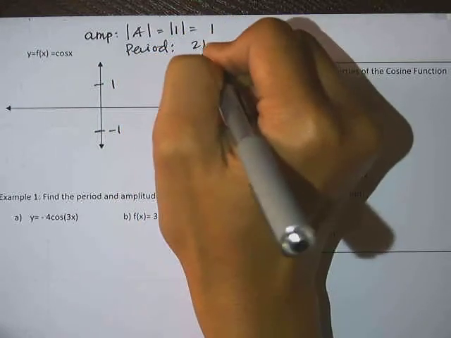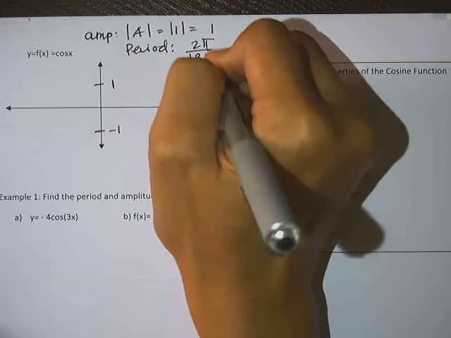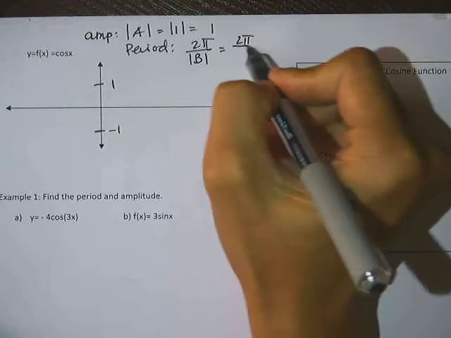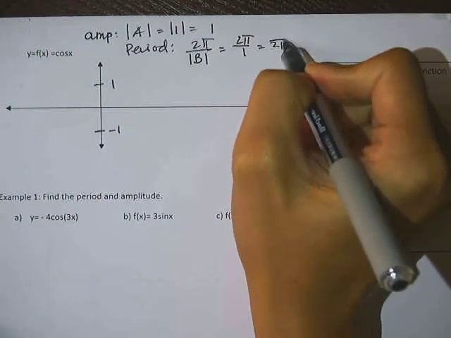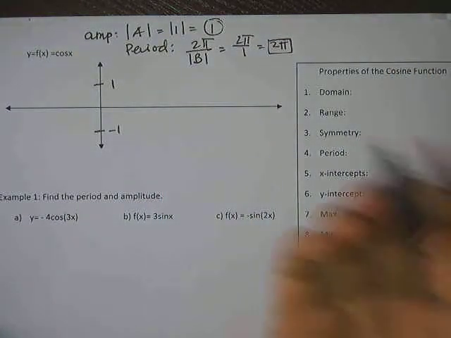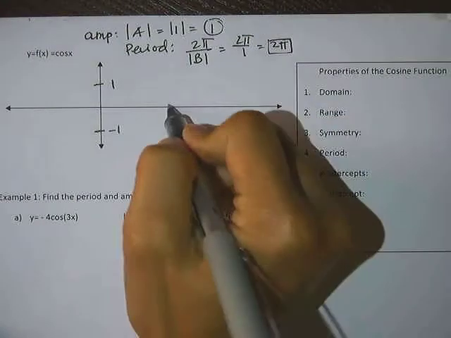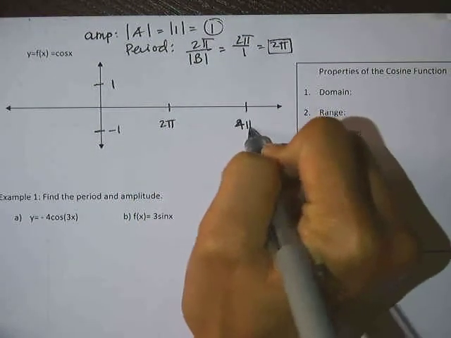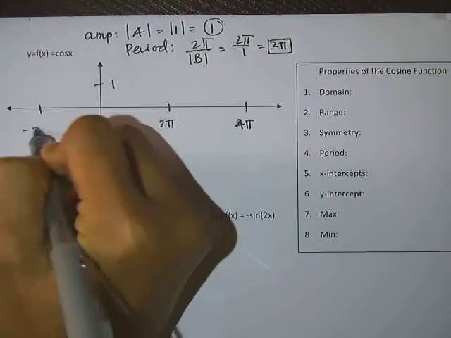Okay, let's write the equation out for now. The period is 2 pi divided by the absolute value of b. This is 1x, so we're going to have 2 pi divided by 1, which is 2 pi. So that's my amplitude and my period. If I ask you to graph 2 full cycles, we're going to have 2 cycles on the right, which is 4 pi, and then a cycle on the left.